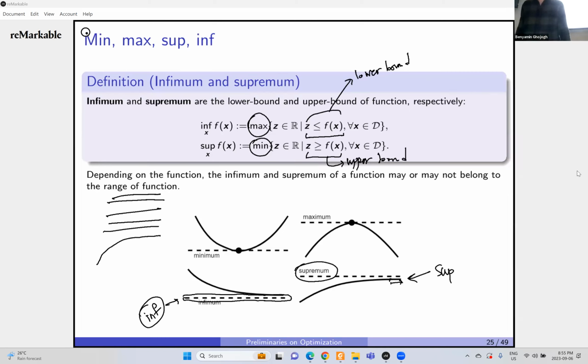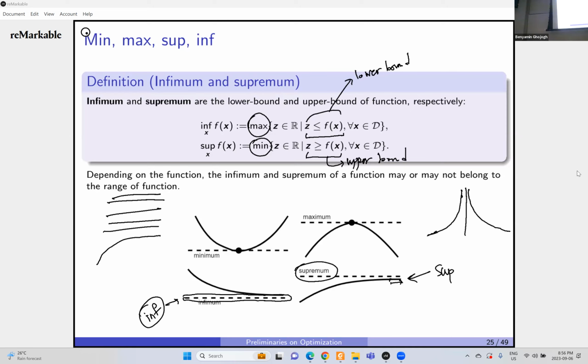Any question? If the asymptote is vertical, yes, exactly like this. In this case, we don't have any maximum. We don't have supremum either. Or maximum or supremum is infinite. When you have a vertical asymptote.